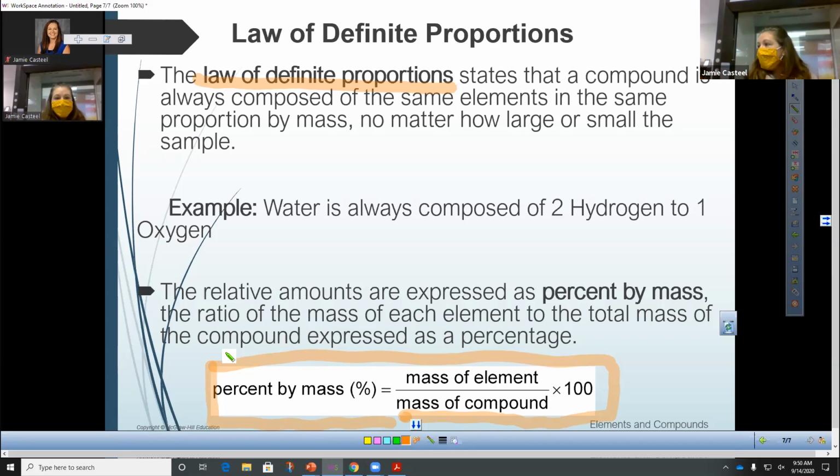So, when I show you how to do this, I'm going to show you first with data given to you, and then as we go through the year, I'm just going to tell you what the compound is, and you'll give me its percent by mass, okay? Are you ready? Do you have a calculator? Here we go. Like we said before, water is composed of how many hydrogen to oxygen? What's the formula? H2O. So there's twice as much hydrogen as there is oxygen.